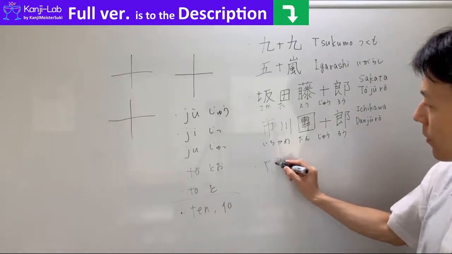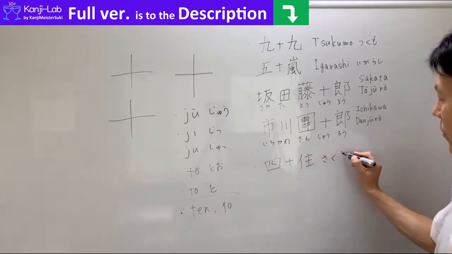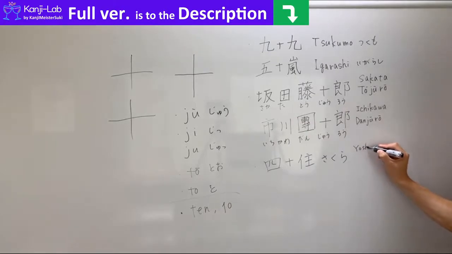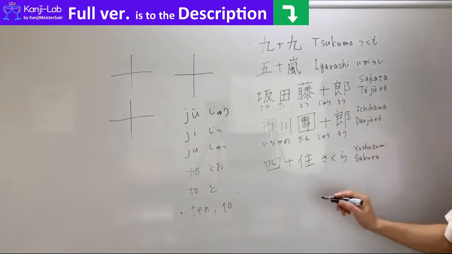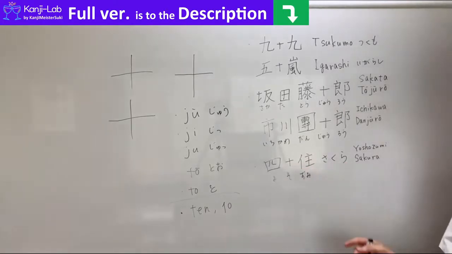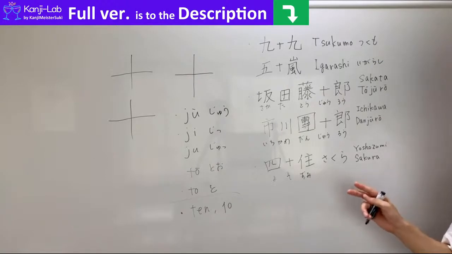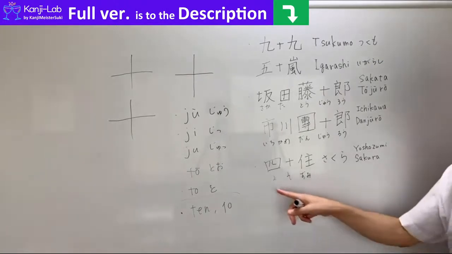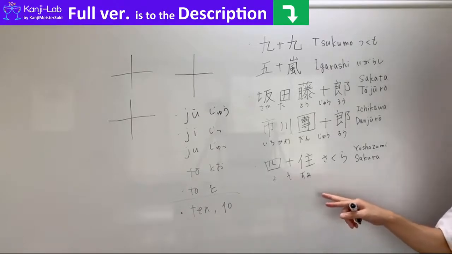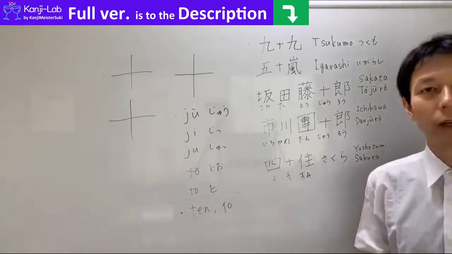The next person is she's a skateboarder, gold medalist at the Tokyo 2020 Olympic Games. And this family name, Yosozumi, is rarely used in Japan. Okay, next, I will introduce some manga and anime characters that use the kanji Ju.